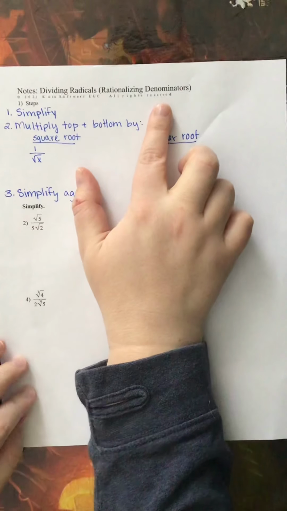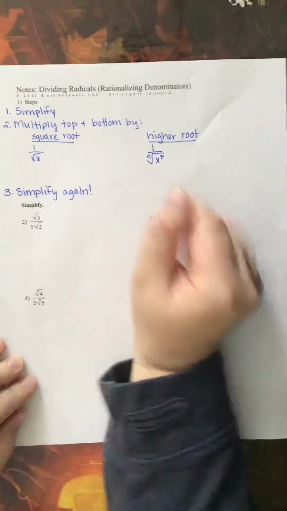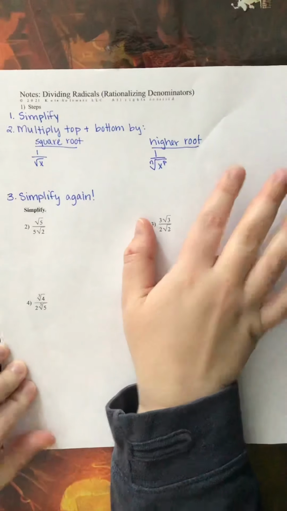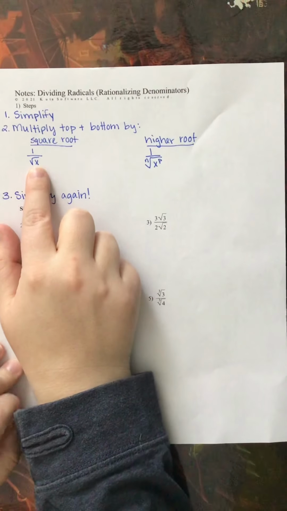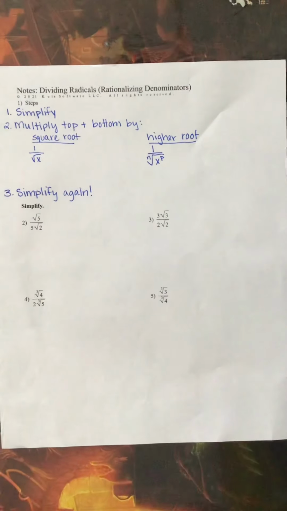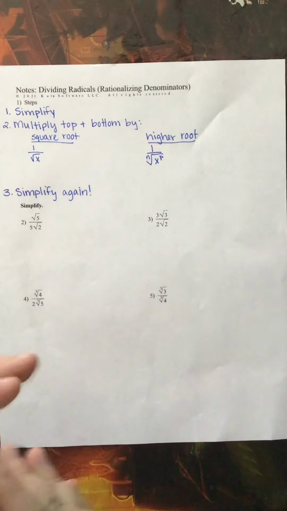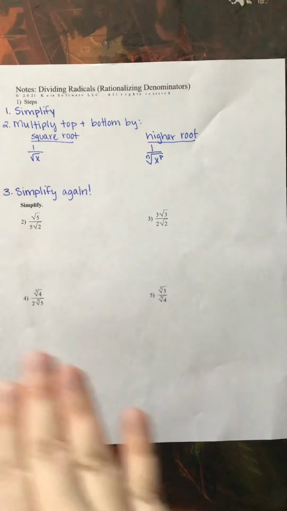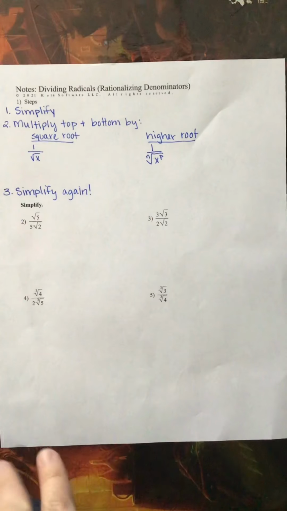The reason we have to do that is because a long time ago, some mathematicians decided that it was improper to have a radical on the bottom of your fraction. So you have to be able to get rid of it. You're not allowed to have a radical on the bottom. When you finish these problems, your radical should not be in the denominator at all.